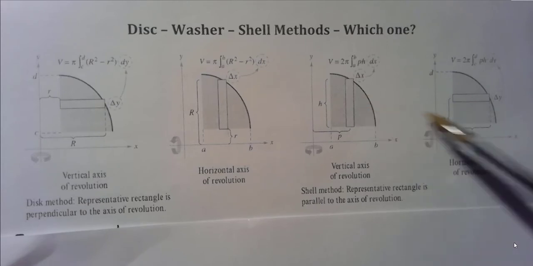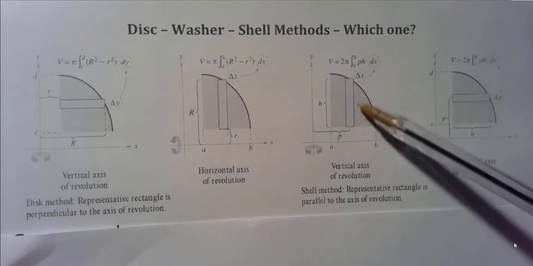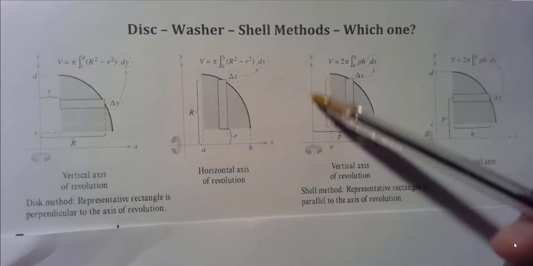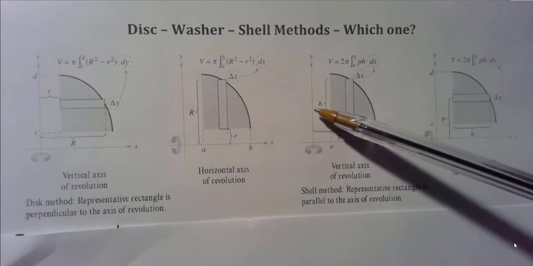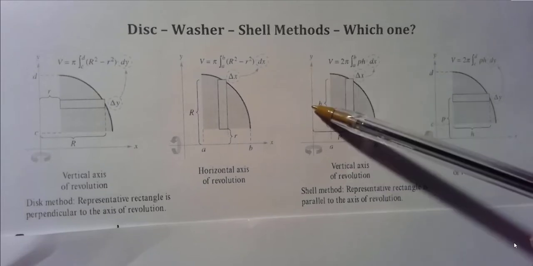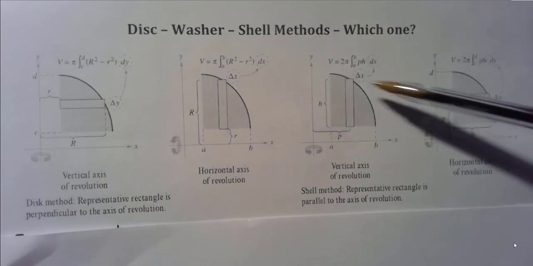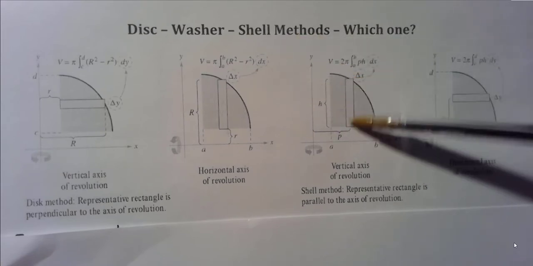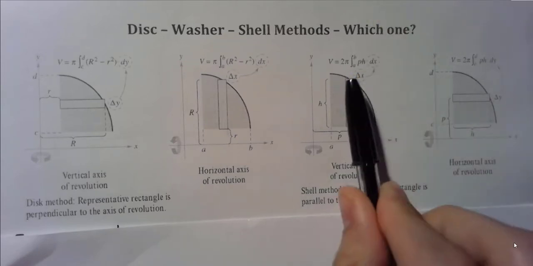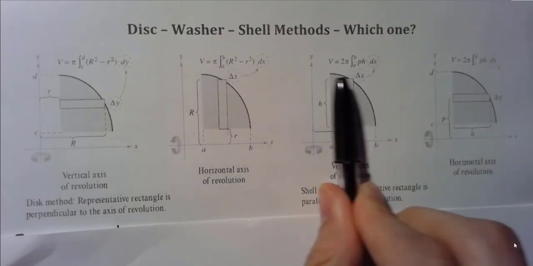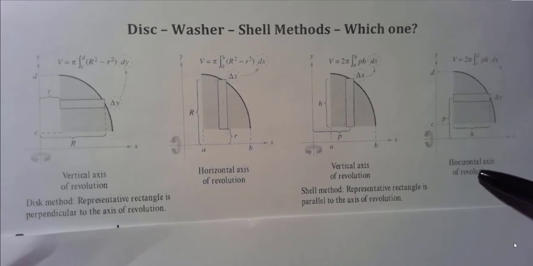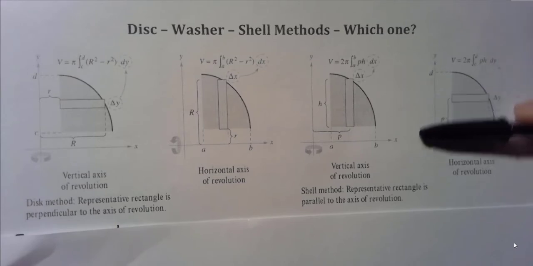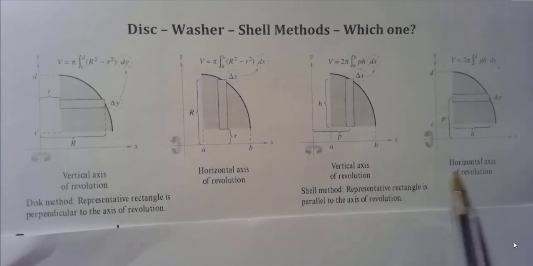Now for the shell method, we place the rectangle parallel to the axis of revolution. For example, this is the y-axis. The axis of revolution is the y-axis, which means we revolve the whole thing about the y-axis. That's why I need to place the vertical rectangle, because I need that to be parallel to the axis of revolution. And for the one having the x-axis as the axis of revolution, horizontal, I need to place a horizontal rectangle because I need that to be parallel to that horizontal axis of revolution.